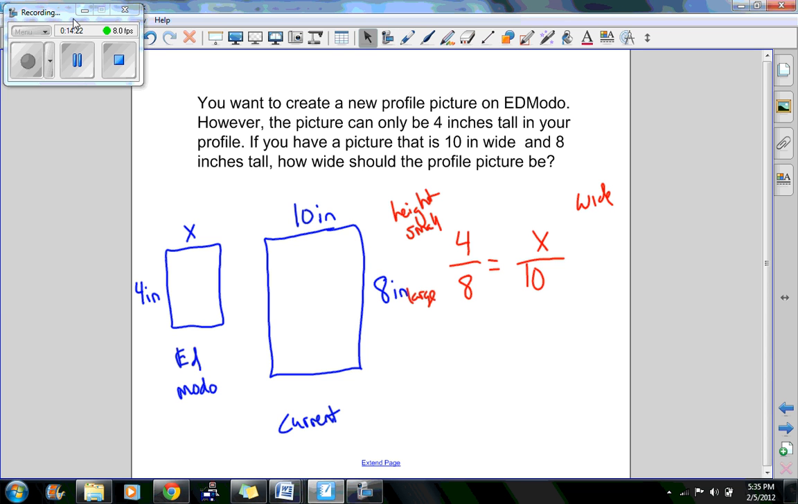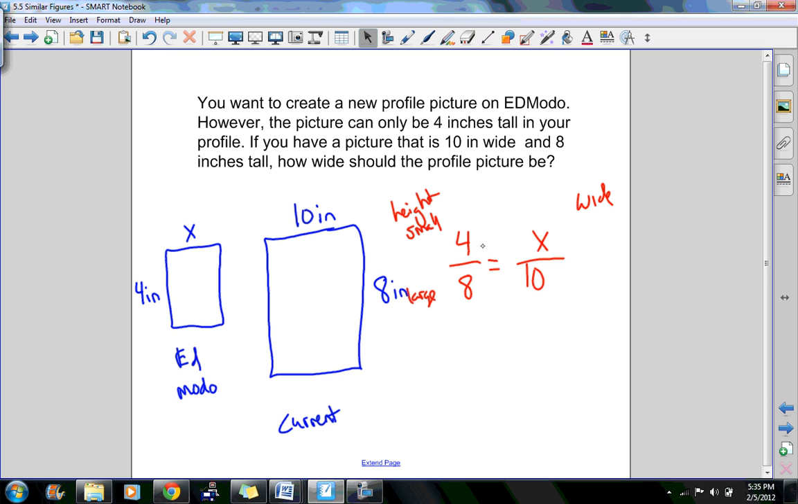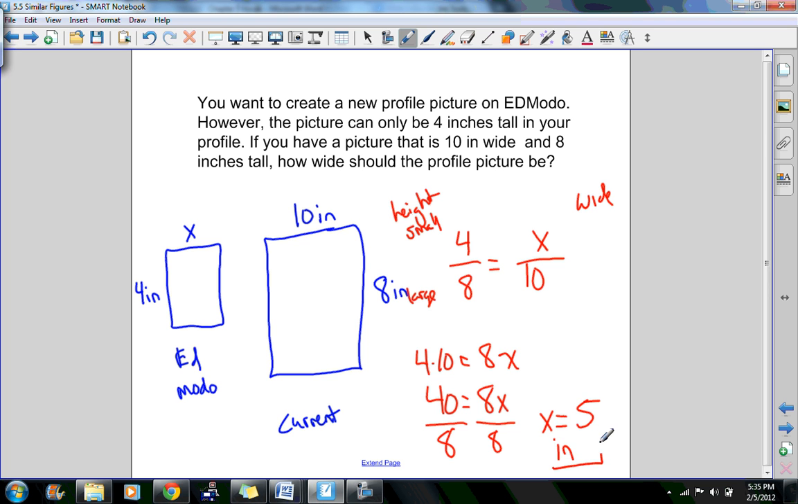Okay, better speed up, we're taking a little bit of time here. Okay, so I do cross multiplication. So I'm going to go 4 times 10 and 8 times X, and I multiply those together. I get 40 equals 8X. I divide by 8 on both sides, and my new X is 5, and I label it as inches. And there it is. This right here is 5 inches. Your picture can be that wide. Alrighty, and that answer makes sense to me.